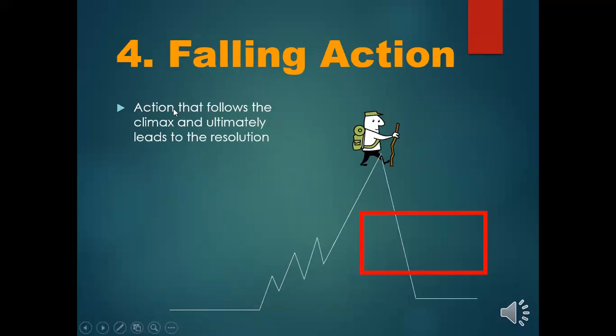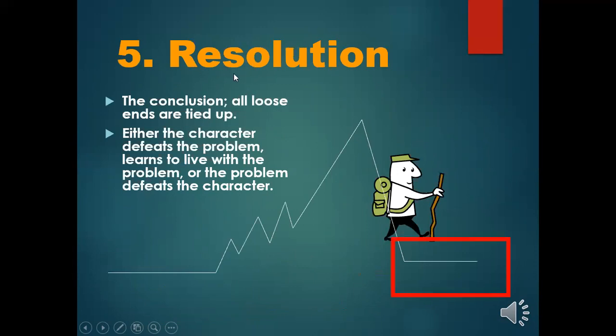Falling action. Action that follows the climax and ultimately leads to the resolution. Resolution. The conclusion. All loose ends are tied up. Either the character defeats the problem, learns to live with the problem, or the problem defeats the character.